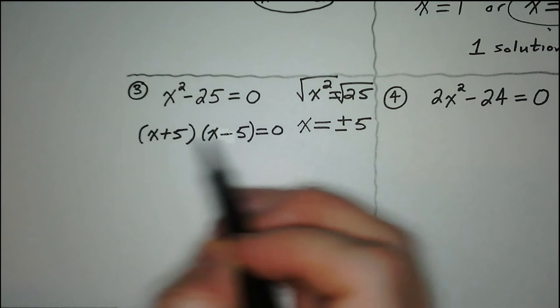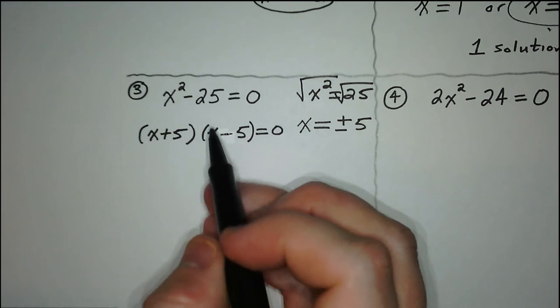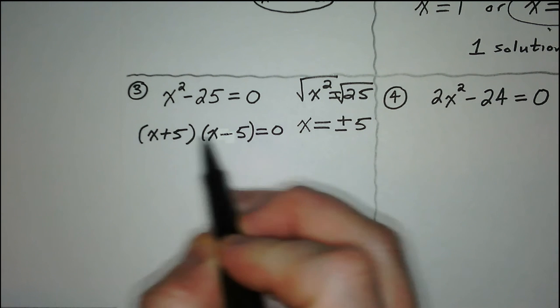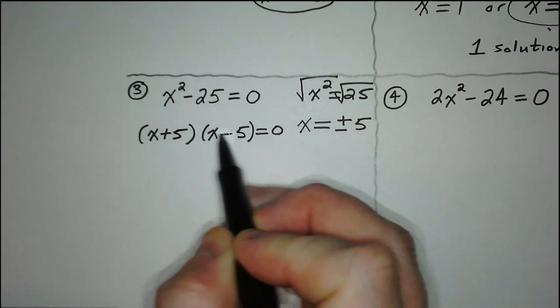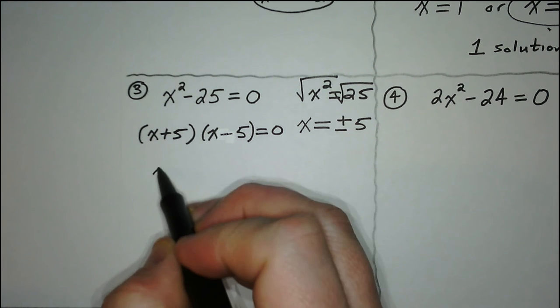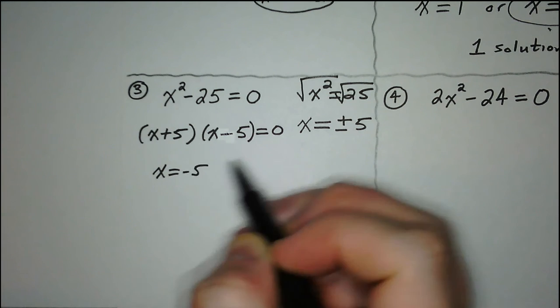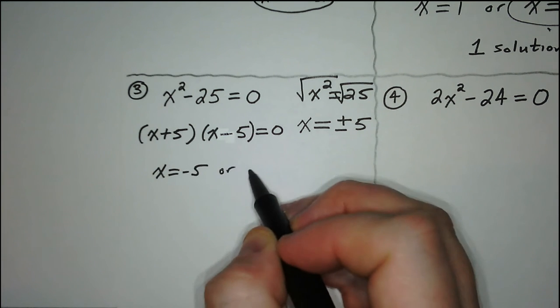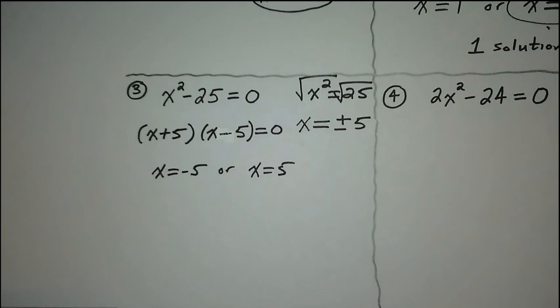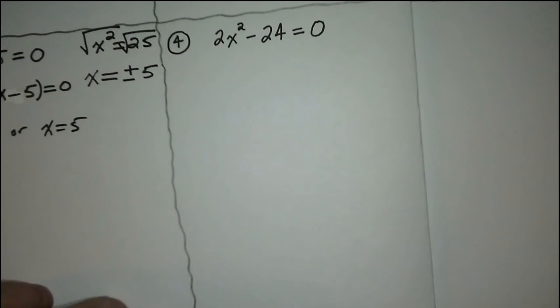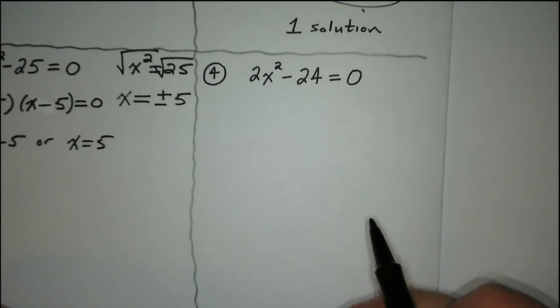If it factors, it factors. This factors by the special case, difference of squares. From here you would set both of these factors equal to 0 and end up with x equals -5 or x equals +5, either way. Number 4, last but not least.